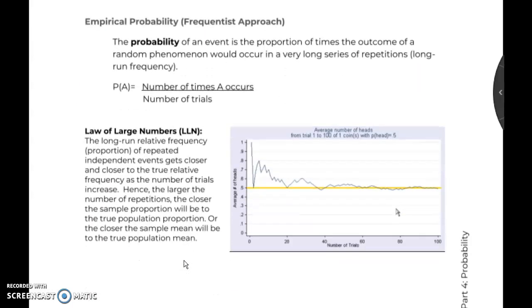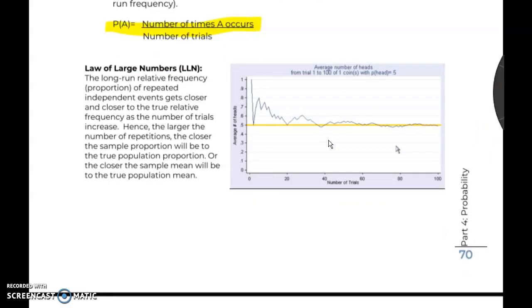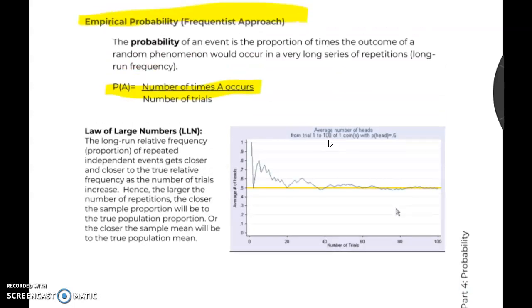So the second approach is called the empirical probability. It's also called the frequentist approach. This is where we look at the number of times A occurred, and we're going to divide it by the number of trials. With that, we have the law of large numbers, which states that when we do a procedure or a trial repeatedly, our empirical probability will eventually approach the theoretical probability.